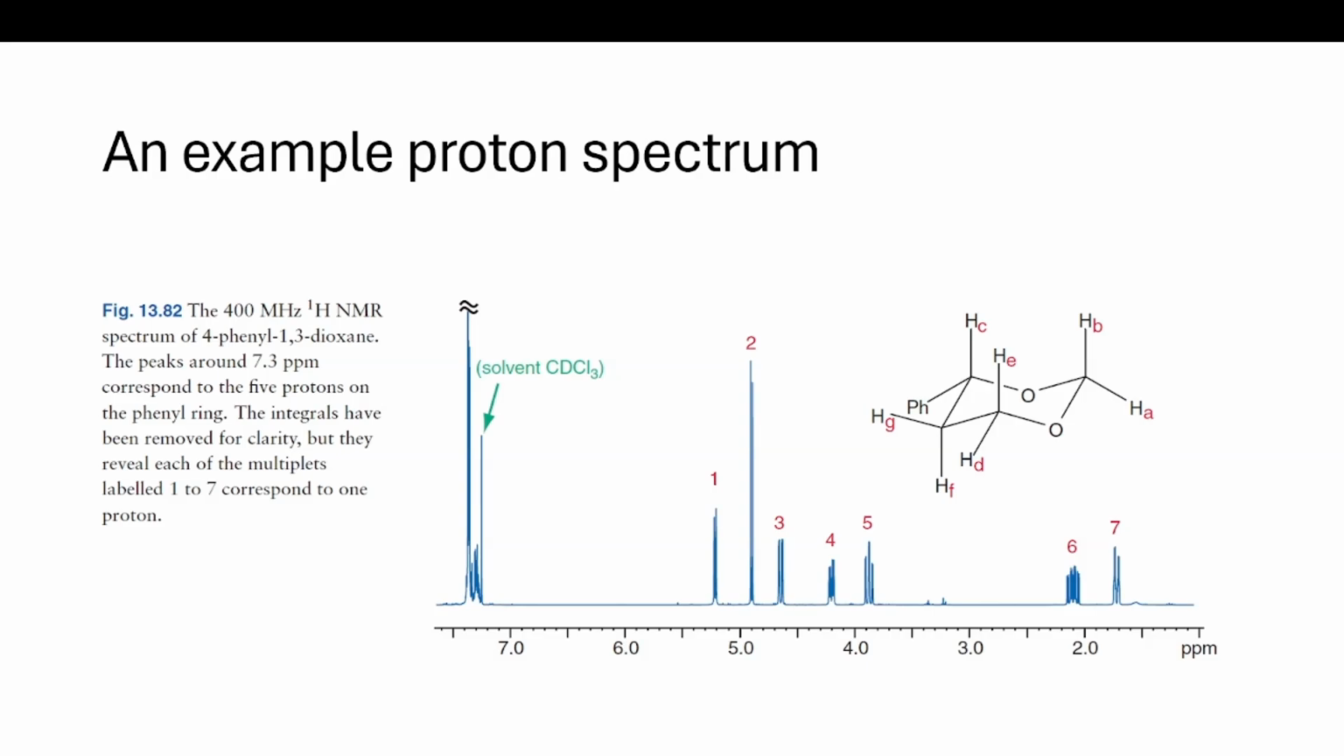And in addition, I wanted to show you just an example proton spectrum for a cyclohexane-looking compound in chair configuration. This is called 4-phenyl-1,3-dioxane. We can see that there's a peak corresponding to the solvent, but we also see multiple split peaks and a little bit of roofing.